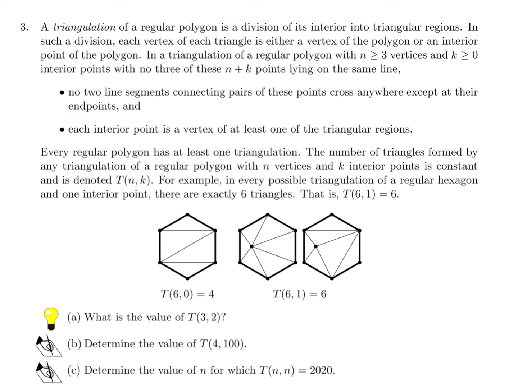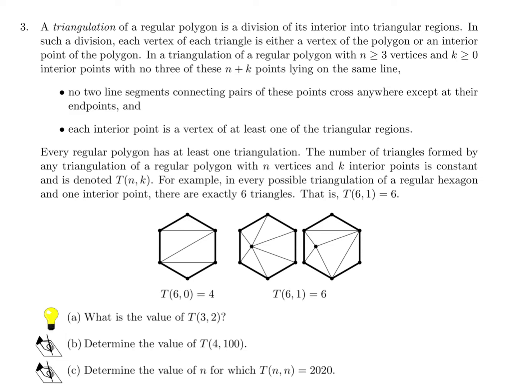Every regular polygon has at least one triangulation. The number of triangles formed by any triangulation of a regular polygon with n vertices and k interior points is a constant and is denoted by T n k. For example, in every possible triangulation of a regular hexagon and one interior point, there are exactly 6 triangles. That is, T61 is equal to 6.